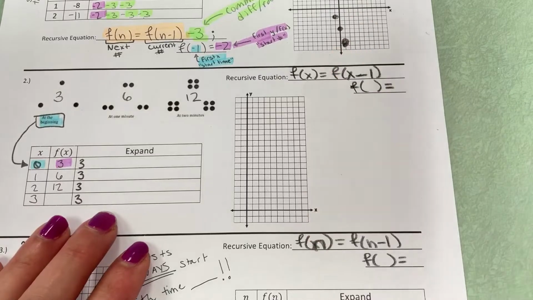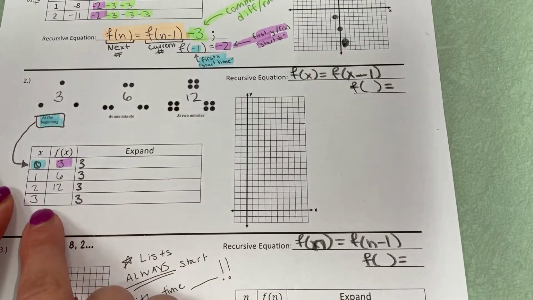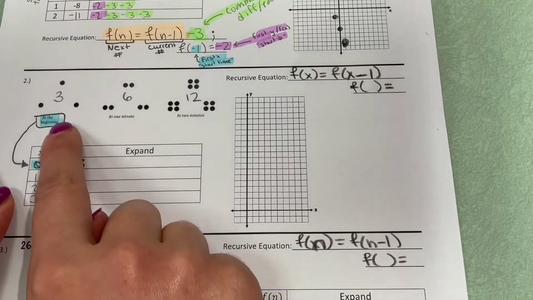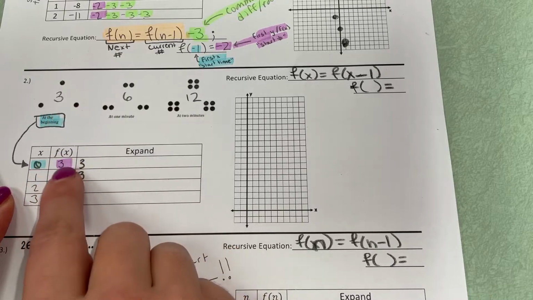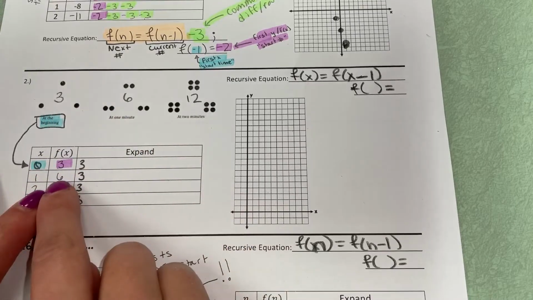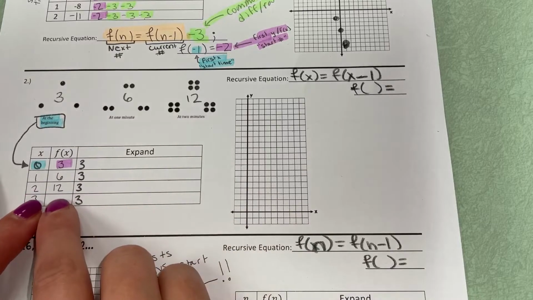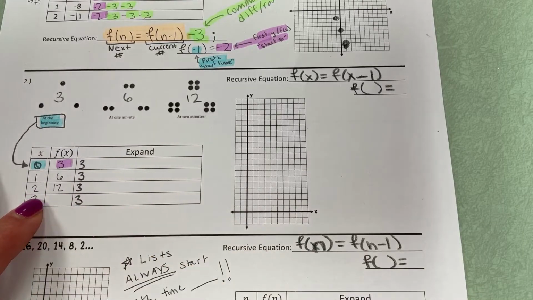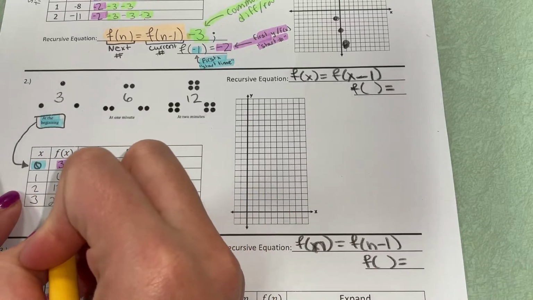All right, so now let's do an example. In this one, the table's already pre-filled out for you. At the beginning means time 0. We started with 3 dots. At 1 minute, we had 6 dots. At 2 minutes, we had 12 dots. So what do you guys think is going to happen at 3 minutes? We're going to have 24 dots.